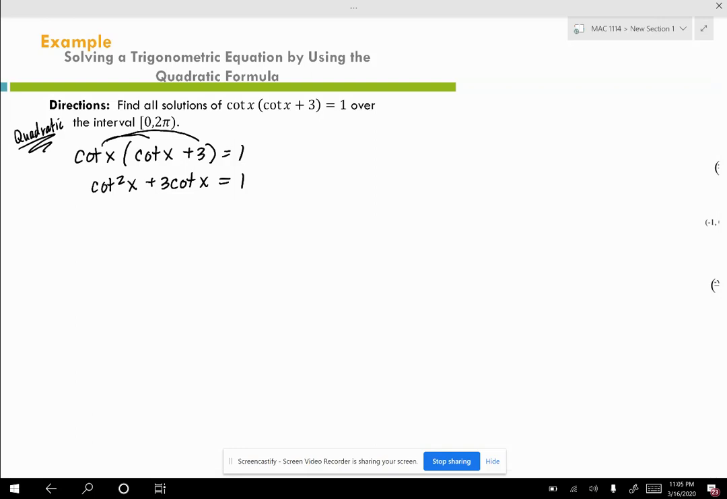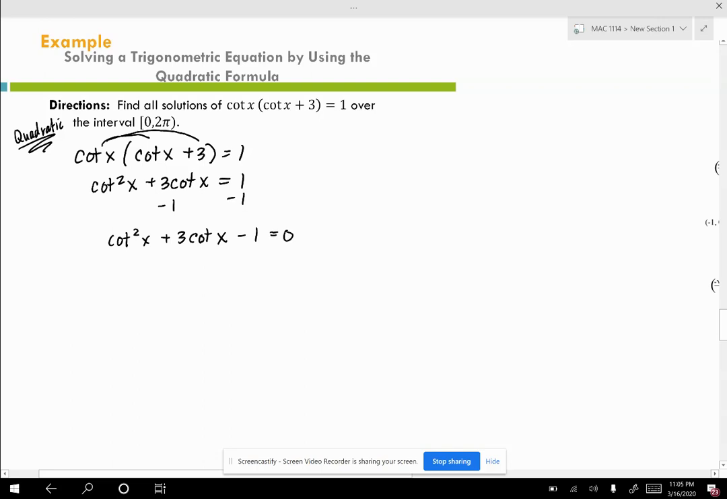So that 1 that's on the right-hand side of the equation, I'm going to go ahead and move that over to the left. So I'm going to subtract it from both sides. So that's going to give me cotangent squared x plus 3 cotangent x minus 1 equals 0.